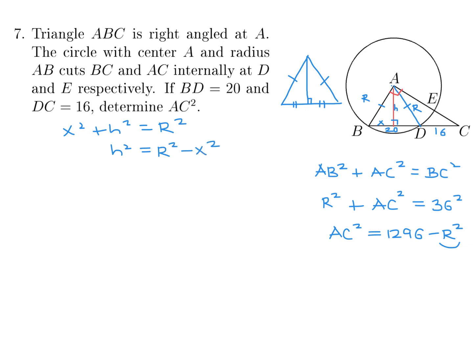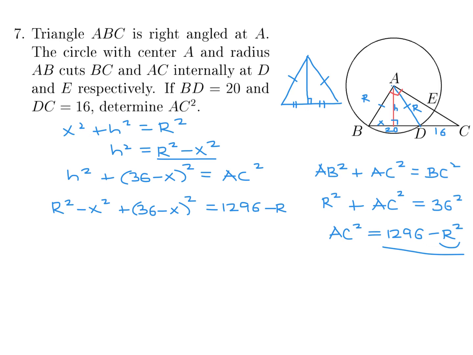Now we're going to do the same kind of thing over on this triangle here. Using Pythagoras there, we have h squared plus this segment right here, which is essentially 36 minus x, squared, is equal to the hypotenuse of that triangle, AC, all squared. Well, this h squared is this guy, so we can sub that in, r squared minus x squared. And then we've got this 36 minus x all squared, and that's equal to AC squared. But AC squared we just got over here.